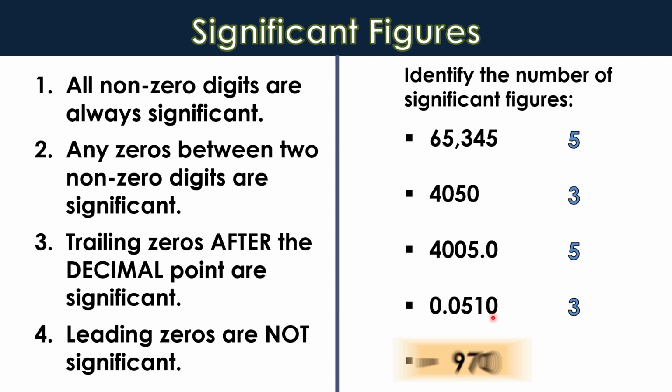And last, we have 970. Now, yung 970 natin, it has only two significant figures. 9 at 7 satisfying the first rule. However, hindi na-satisfy yung third rule na dapat after the decimal point yung 0 natin. Okay, so ganyan lang. We have to follow the 4 rules stated on the left side in identifying the number of significant figures.